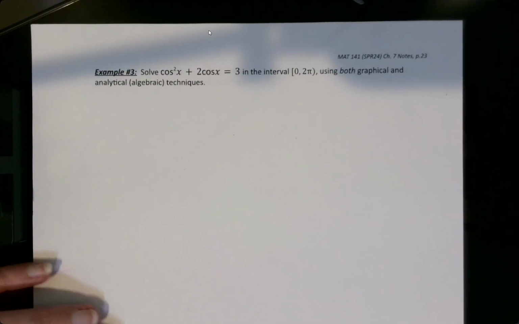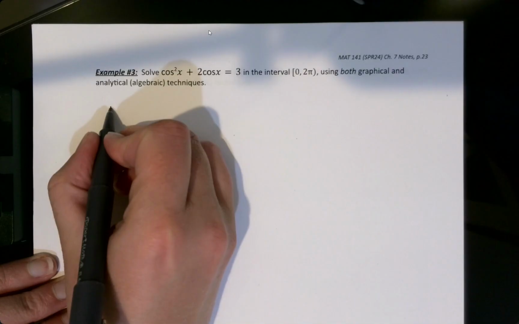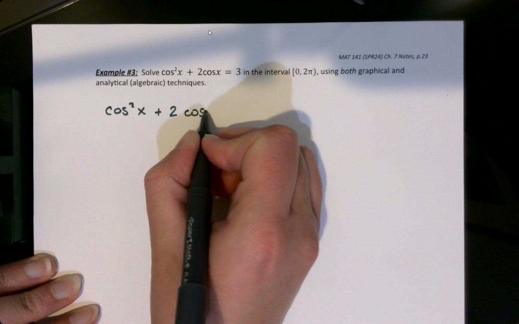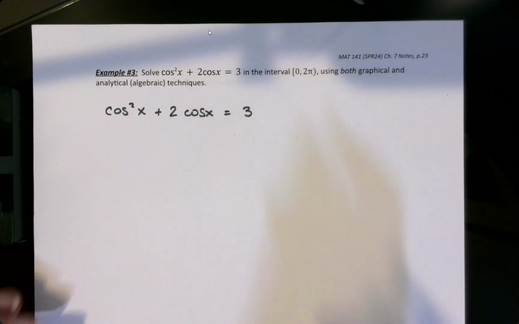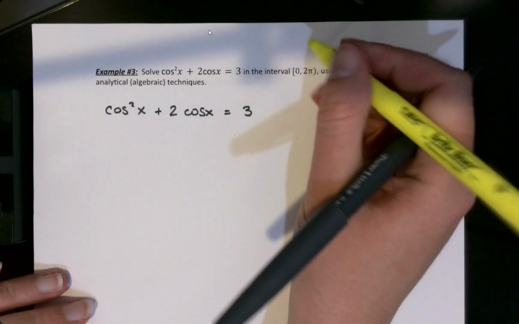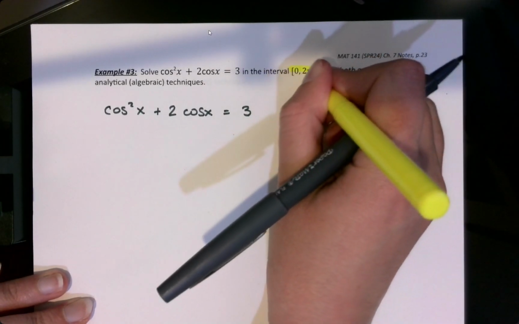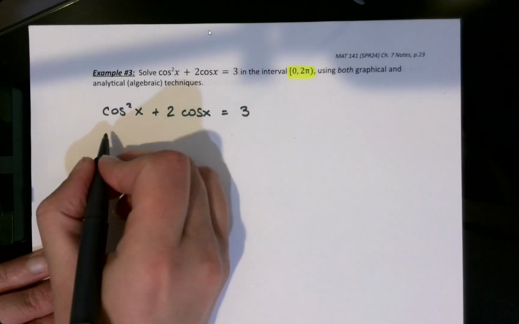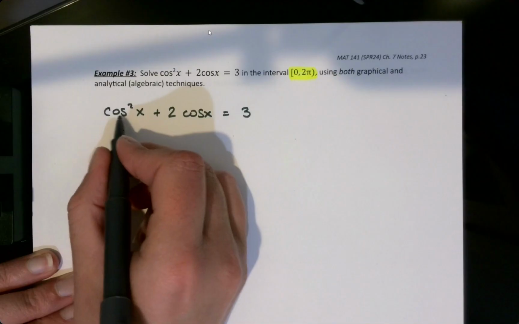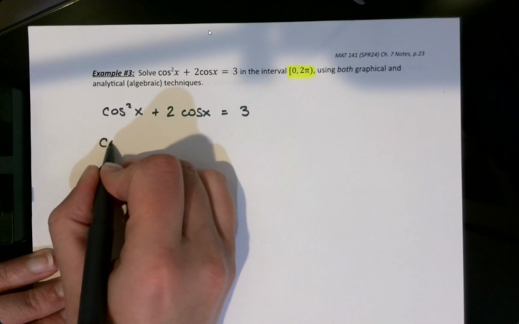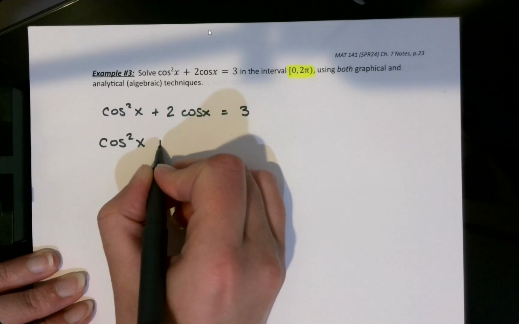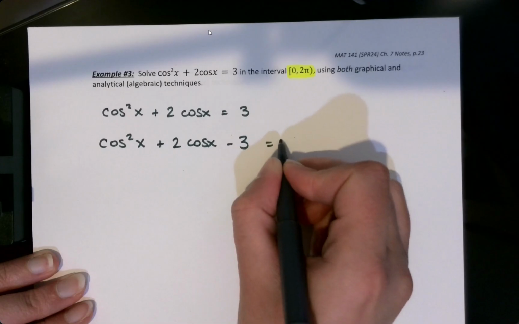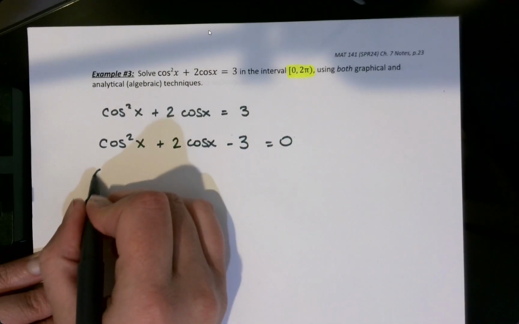Okay, in example 3, we need to solve cosine squared x plus 2 cosine x equals 3. Again, it's important to note that I am looking for solutions that are just within the 0 to 2 pi, so I don't need to worry about rotating multiple circles. And I noticed this one's quadratic because it's got a cosine squared and a cosine. So let's get this equal to 0. Cosine squared x plus 2 cosine x minus 3 equals 0. And I'm going to be able to factor this.